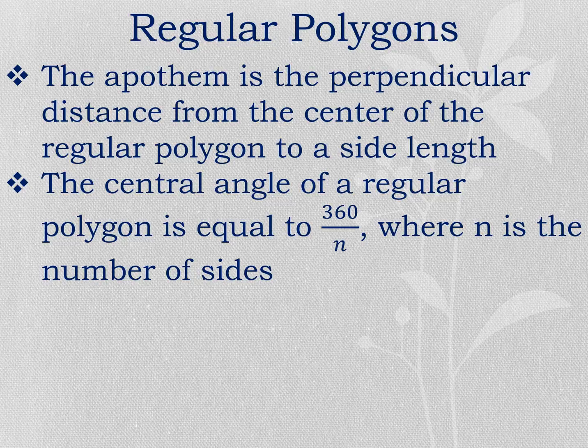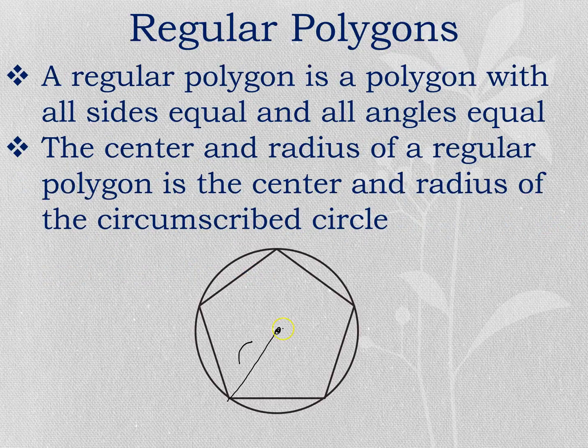Now the apothem is the perpendicular distance from the center of the regular polygon to a side length. So again, if I go back to this slide, if I were to draw a perpendicular line, we form this shape right here, where this perpendicular distance right here is our a value. And notice we form a right triangle. Because it's a right triangle, we're going to be solving a lot of right triangle trig problems.